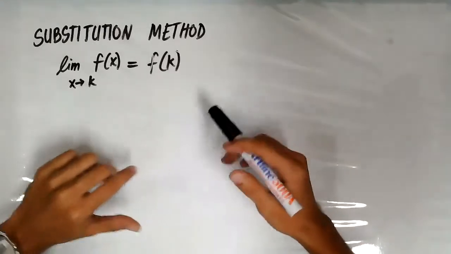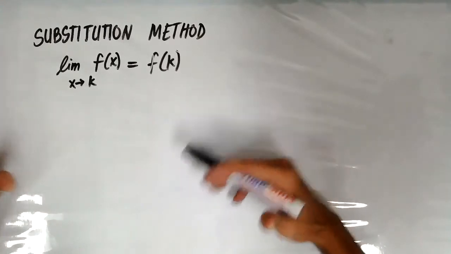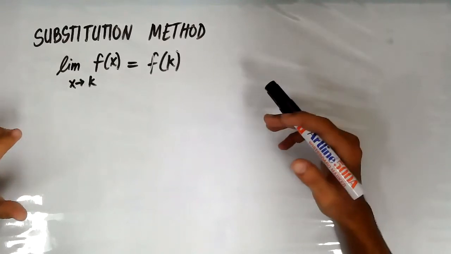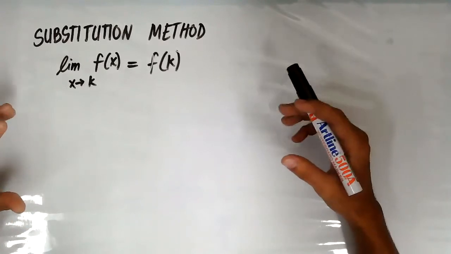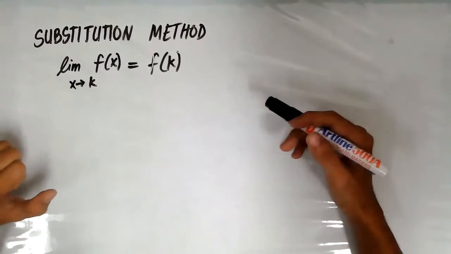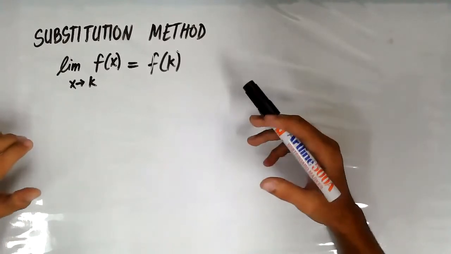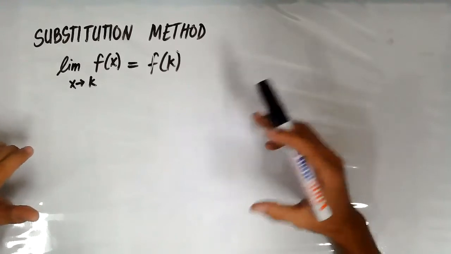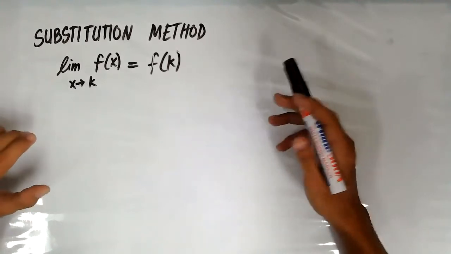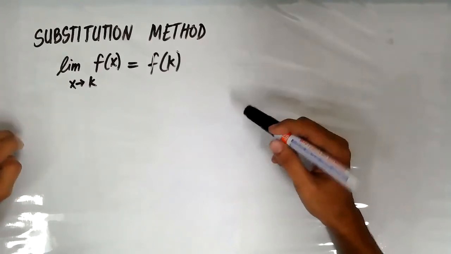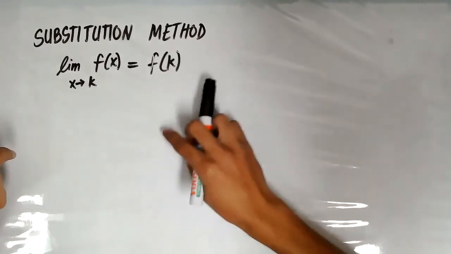Hi everyone! After finding the limits by using the limit laws in the last video, we're going to discuss here the different strategies in finding the limits of a function. From the previous examples in the last video, you can notice that because of the limit of the identity function, we end up substituting x by its value, which is k. This method is known as the substitution method.